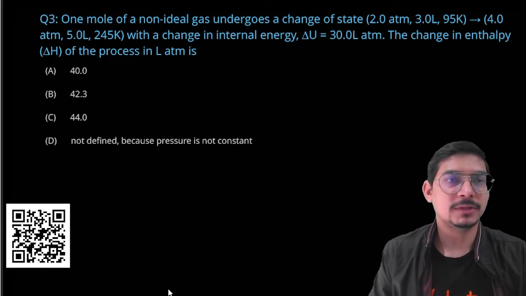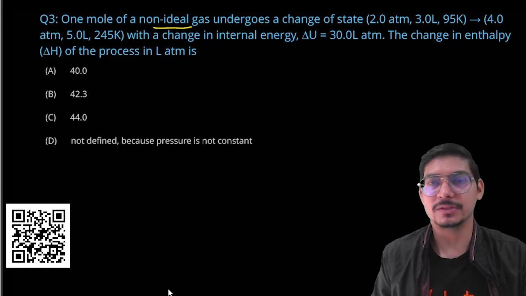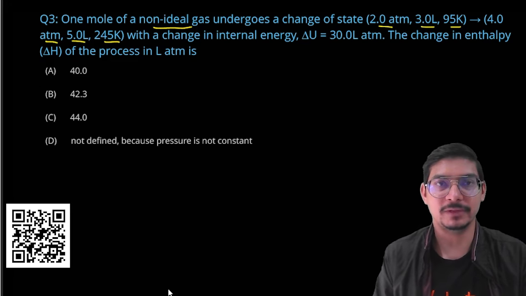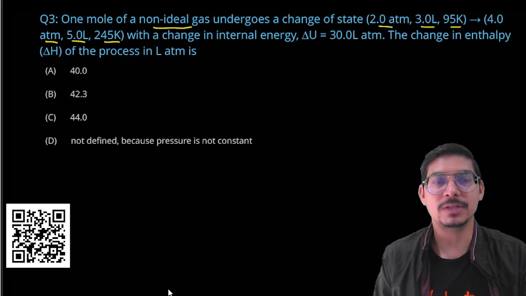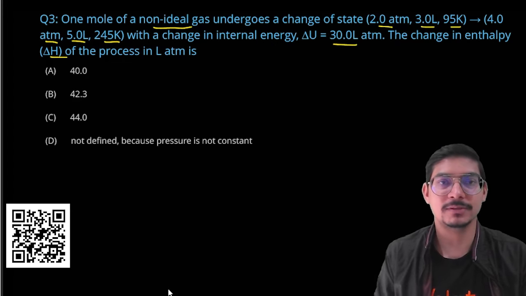Hi everyone. In this question, we are given 1 mole of a non-ideal gas that undergoes a change of state from 2 atm, 3 liter and 95 Kelvin to a final state where the pressure of the gas is 4 atm, volume is 5 liter and the temperature is 245 Kelvin. It is also given that the change in internal energy, delta U for the gas is 30 liter atm, and we have to find out the delta H of the gas in this process.